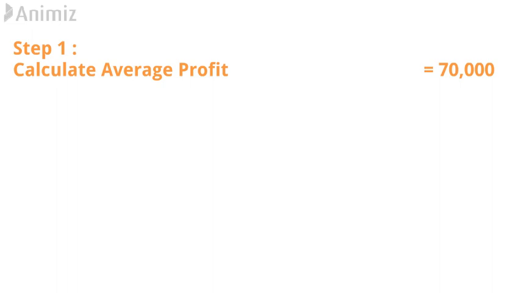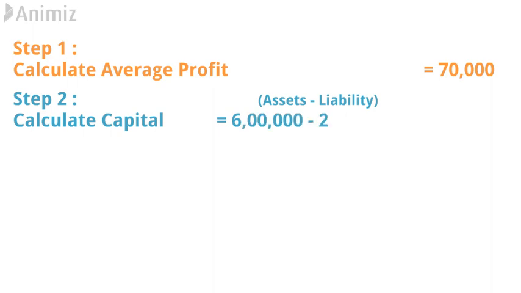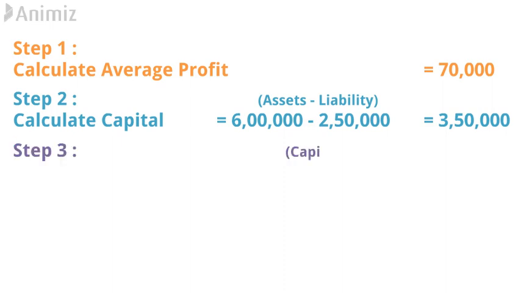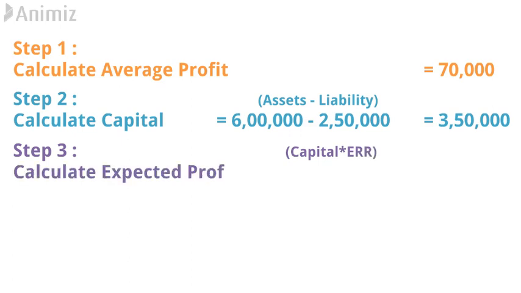Let's see the calculation. Step 1, calculate average profit. You must be able to calculate average profit from the information given in the sum. Second step is calculate capital, that is asset minus liability. So 6 lakh minus 2 lakh 50,000. So here 3 lakh 50,000 will be the amount of capital. Step 3, calculate expected profit, that is capital into ERR. ERR is given in the sum, that is 10%. So 3 lakh 50,000 into 10%, 35,000 is expected profit.